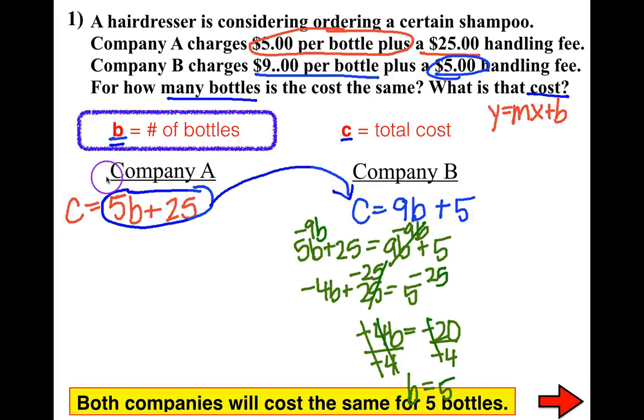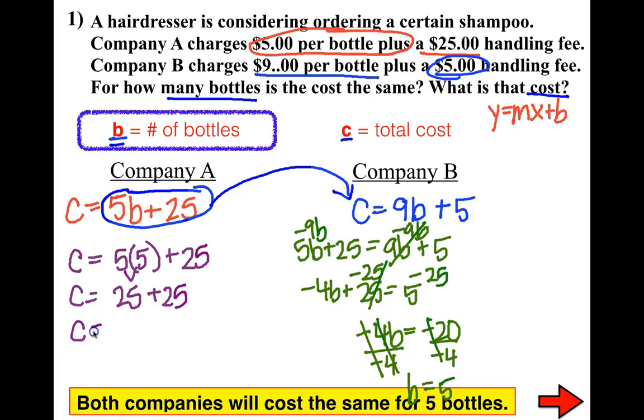So just because I have more room here, I'm going to go ahead and use this one. I have C equals 5. Instead of B, I'm going to replace it with 5. And then I will add the 25. So here C equals 25, because 5 times 5 is 25, plus another 25 is going to give me 50.